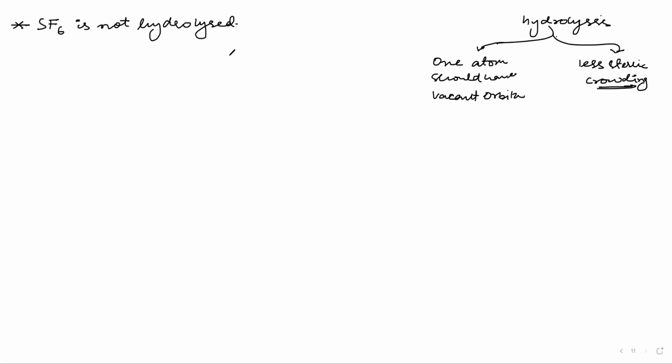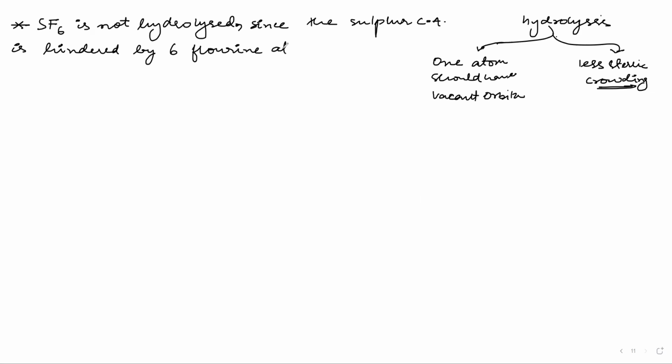SF6 is not hydrolyzed. Why? Since the central sulfur atom is hindered, that means crowded, by six fluorine atoms. It is hindered by six fluorine atoms. Now next thing is rate of hydrolysis.